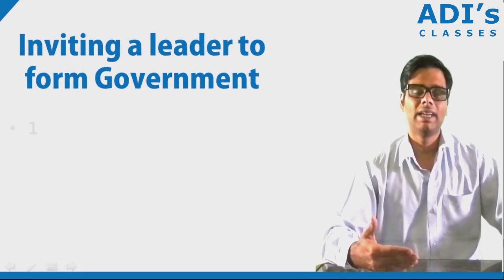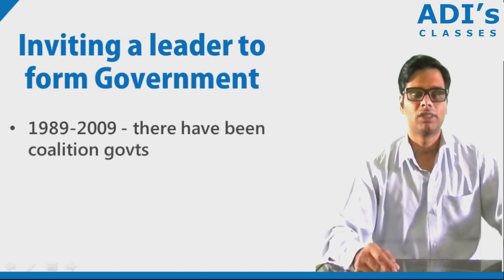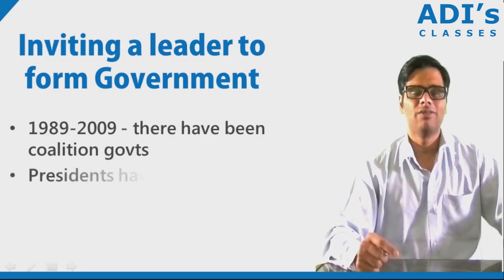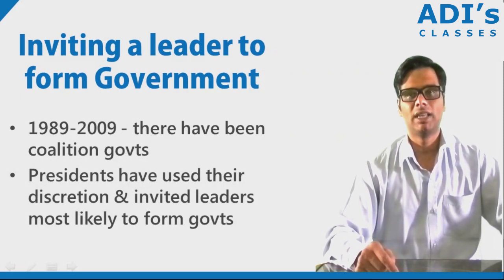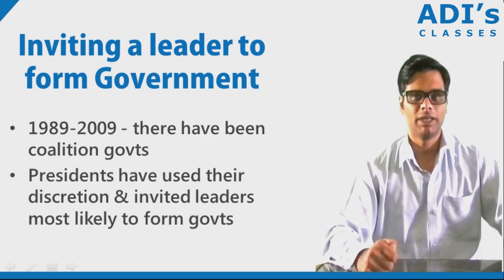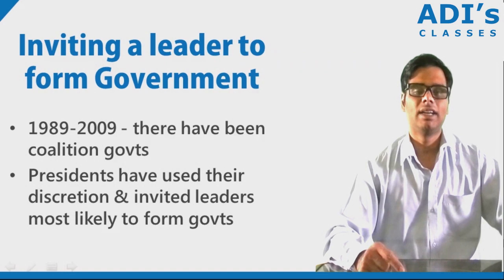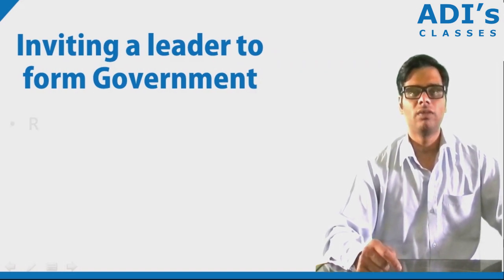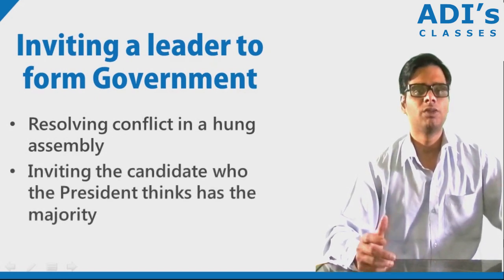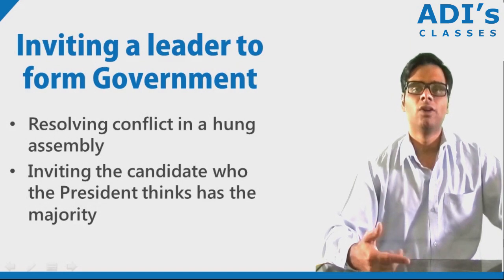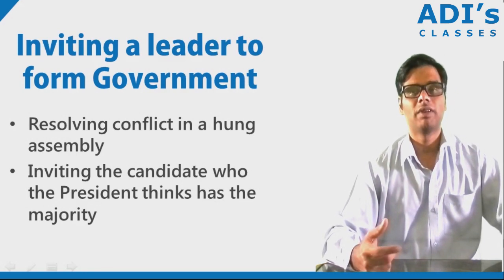Between 1989 and 2009, both general elections included, there have been coalition governments. During this period, the presidents have used their discretion and directed prime ministerial aspirants to establish their credentials before being invited to form the government. Hence, asking particular leaders and prime ministerial candidates to prove their majority, resolving conflict in a hung assembly, and inviting the candidate who the president thinks has the majority, which would later anyway be subjected to a floor test, to form the government are all within his discretion.